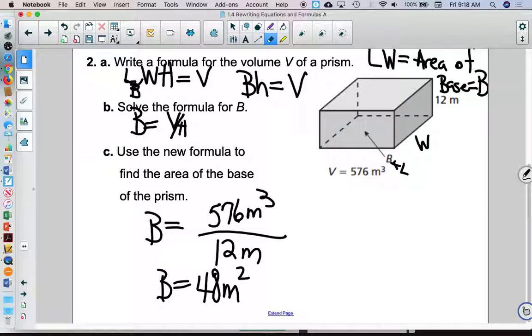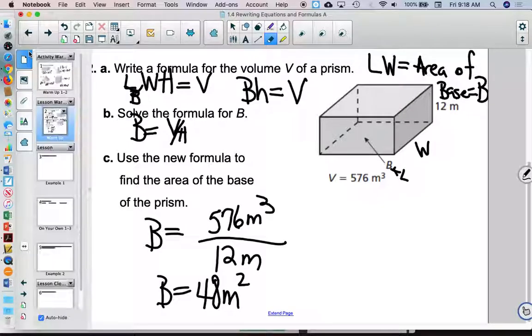And another way you know is look here, I've got meters cubed divided by meters. What would be left? 3 meters minus 1 meter would give you 2. So it's meters squared. Okay? That's how we know. Good job, Darton.